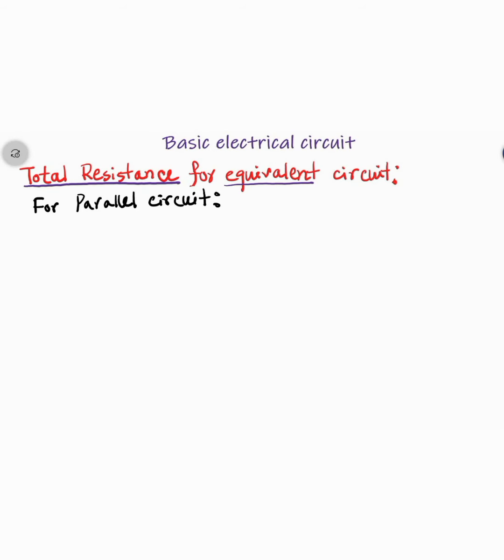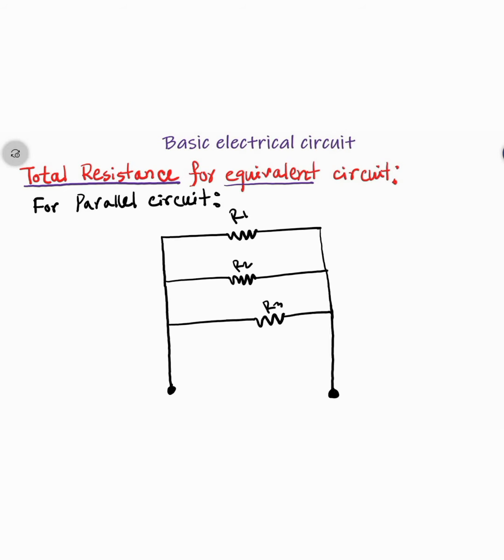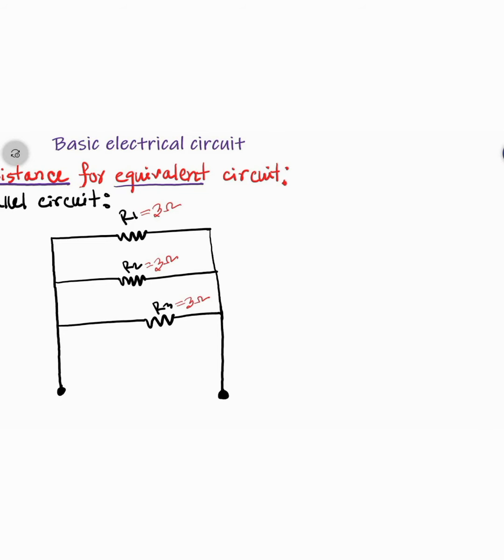Now we are going to solve the total resistance of the equivalent circuit for a parallel circuit. Suppose this is a parallel circuit. The value of R1 equals 3 ohm, R2 is 3 ohm, and R3 is also 3 ohm. So we are going to use this formula: RT equals R over N.